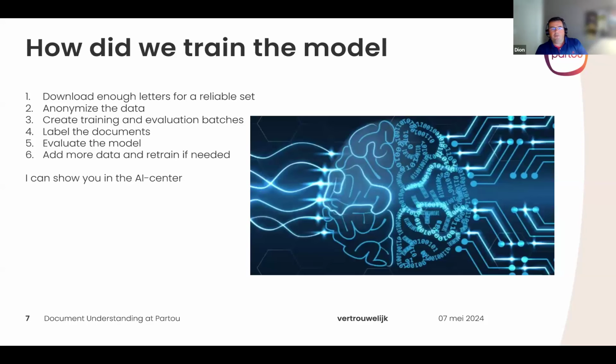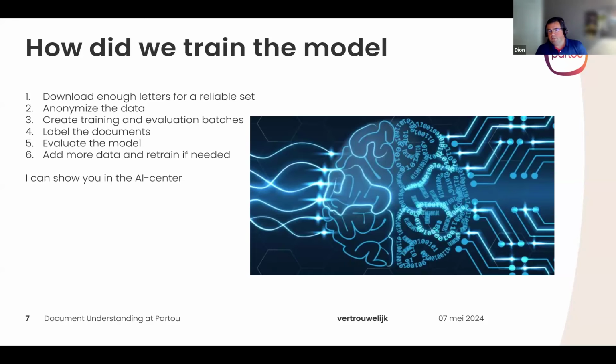So what did we do to train the model? We downloaded enough letters from the UWV portal to have a good reliable set. So we tried to download 15 letters of each subject and 5 letters for the evaluation set. Then we anonymized the data because we don't want that when we have sessions like this or sessions with other departments in our company, that they can track back the letters we receive to our colleagues who are sick at home. And so we anonymized it. Also, when someone gets access to the orchestrator, we don't want them to have a look at this data. Then we created the training and the evaluation batches, and then we had to label the documents.